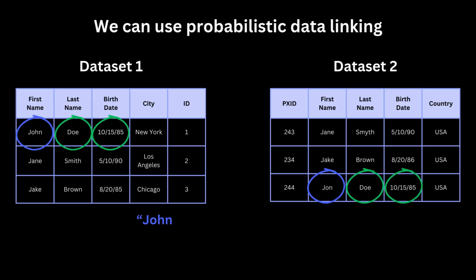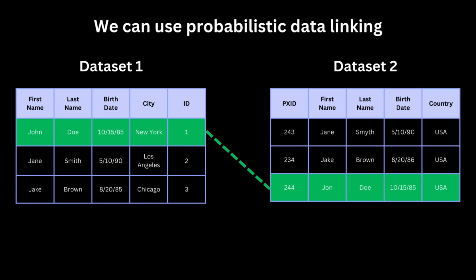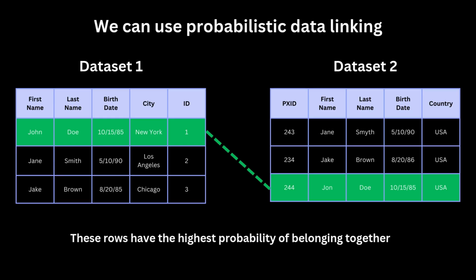And so in the example below, we want to link John Doe in both datasets, but John is spelled differently, so we can't link the first and last names. But since both names are nearly identical and the last name and birth dates are exactly the same, we're pretty confident that these rows should belong together. That's the power of probabilistic data linking. And so with that, let's get right into how we do this.